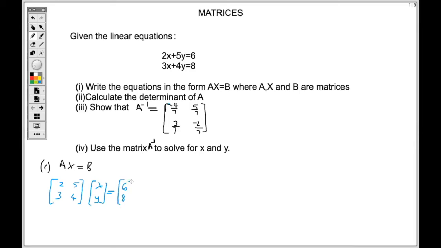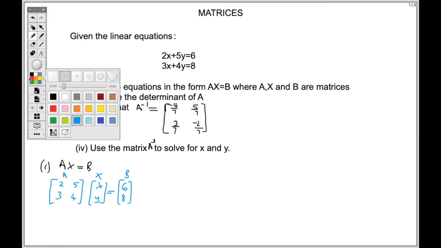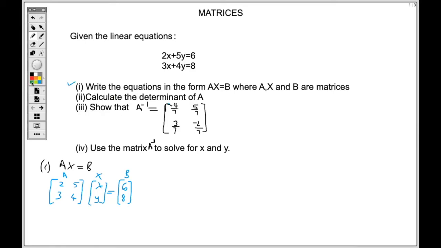So A is a 2 by 2 matrix, 2, 5, 3, 4. And B is 6, 8, and capital X is just the variable x, y. Now part 2 is asking to find the determinant of A. First, I'm going to look at how we find the determinant of A.